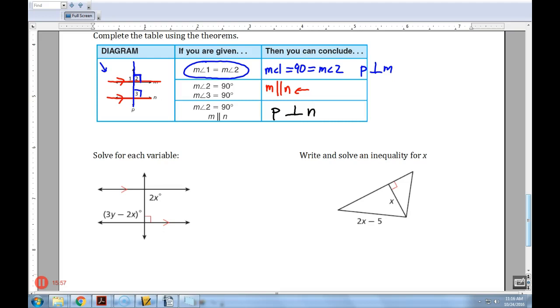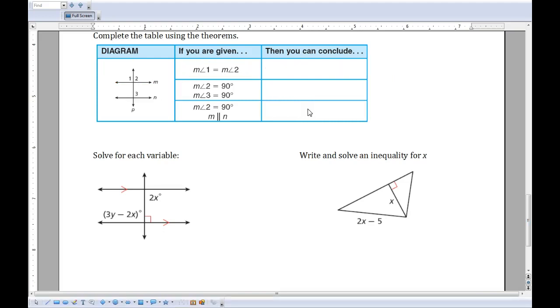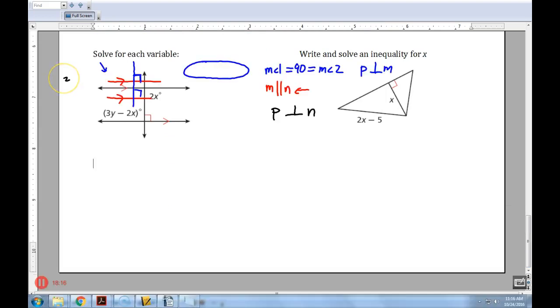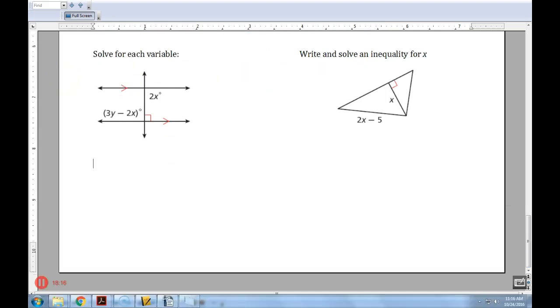All right, two quick examples, and then we'll wrap this up. This is the bulk of what your work is going to be like on your practice and on the quiz. So solve for each variable. Well, first of all, I'm given parallel lines, and I have a 90 degrees here. So basically, I know that every single angle on this picture is 90 degrees. All you guys are 90, because if you're perpendicular to one line and the two lines are parallel, you're perpendicular to both.